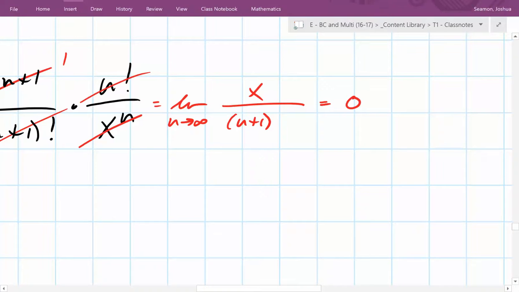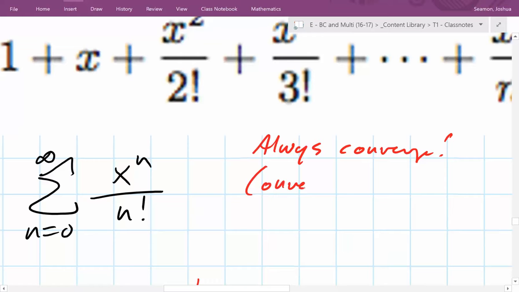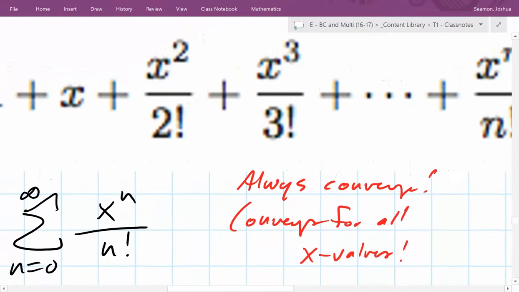So what does this tell us? It is always less than 1. So this thing is going to always converge. So it converges for what? For all x values. It converges for all of them. No matter what x value you put in there, it always converges.